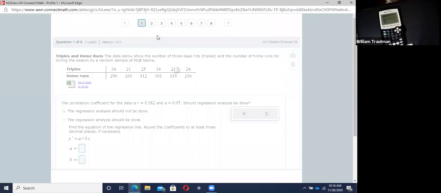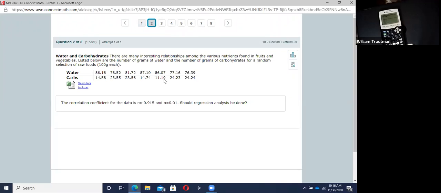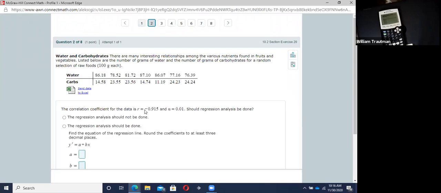Okay. Let's take a look at the next question. And if you look here, R is 0.9. It's more than 0.65, even though it's a negative. Negative just means the data is going down. So it's 0.9. So yes, regression should be done.